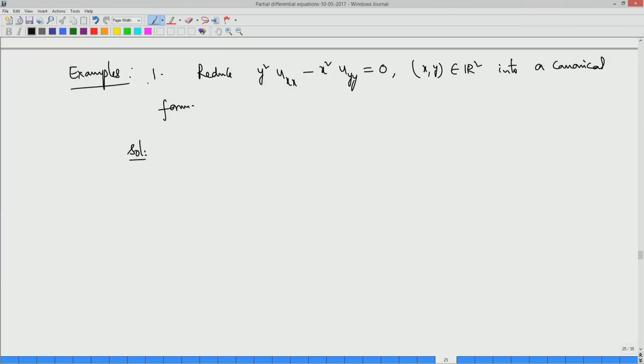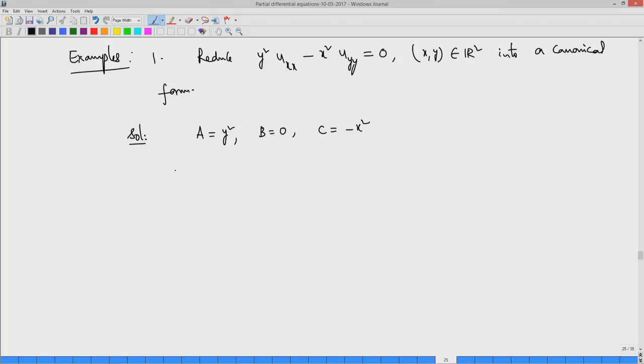We will reduce this equation into a canonical form. So the moment you see this, like we have done earlier for the constant coefficients equation, you just check: a is y square, b is 0, c is minus x square, and d, e, f, g are all 0. So we only have to compute the discriminant b square minus 4ac, which is 4x square y square.